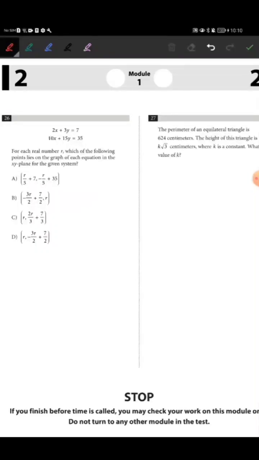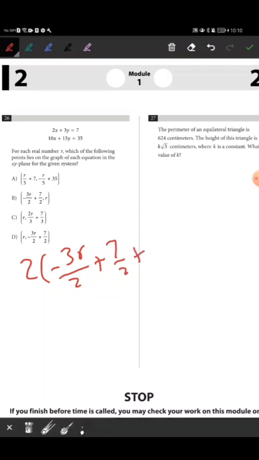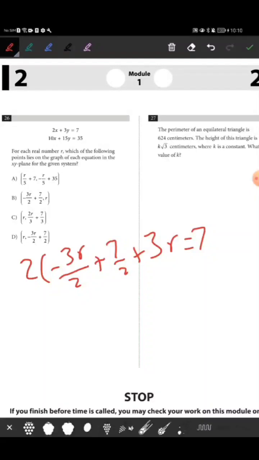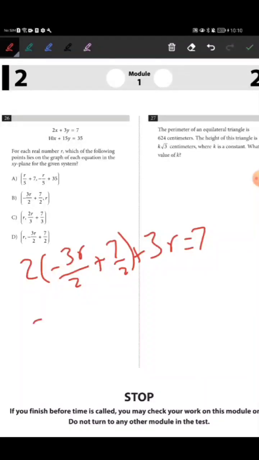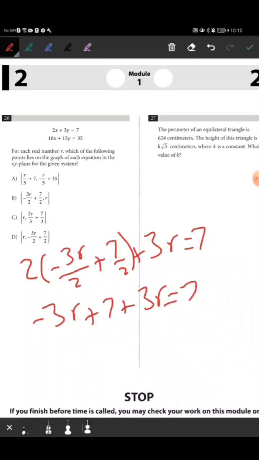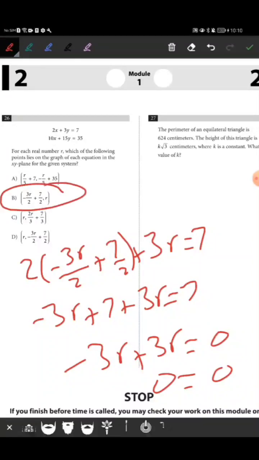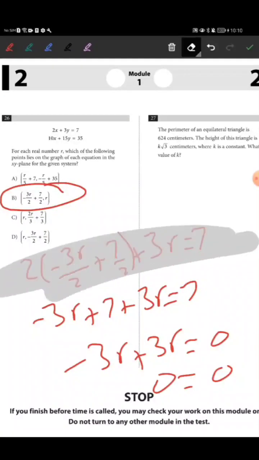So 2 times negative 3r over 2 plus 7 over 2, plus 3r equals 7, which is equivalent to negative 3r plus 7 plus 3r equals 7. So negative 3r plus 3r equals 0, so 0 equals 0. So this is the right answer because both sides are equal to each other.